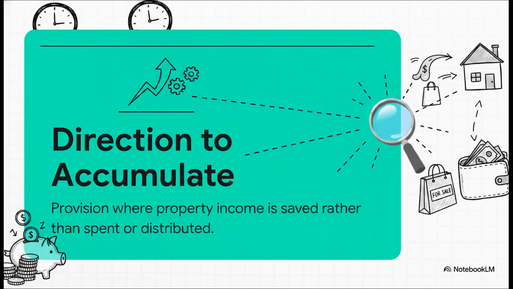Let's define our terms. Direction for accumulation is a provision in a transfer that income arising from property should be accumulated, meaning saved, instead of being spent or distributed. Listen to me carefully on this point. You must clearly dissect the conceptual difference between accumulating and spending for the examiner. Accumulation isn't just a casual savings account. It is a continuous, deliberate process of hoarding the profits, the rents, or the interest of a property, completely cutting off the present enjoyment of that income. Providing this conceptual clarity right at the beginning, that is exactly how you secure those crucial early marks.